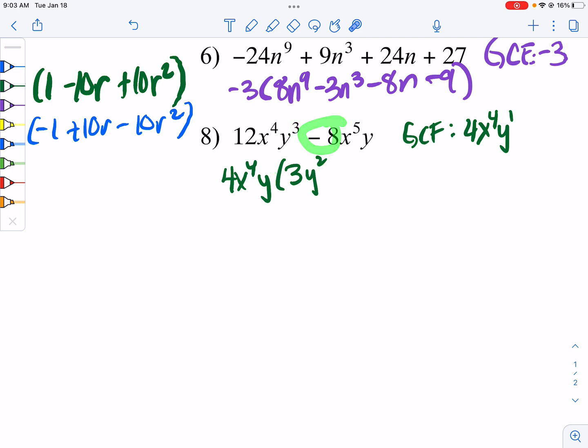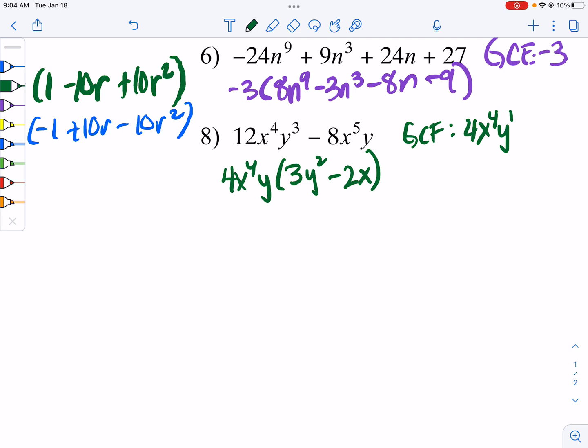Now I'm going to do -8 divided by 4, which is -2. X to the 5th divided by x to the 4th is x to the 1st, because I'm doing the 5 minus 4, which leaves me with 1. Y to the 1st divided by y to the 1st leaves me with y to the 0, which is the same thing as 1. If I times 1 by this, it leaves it the same, so I'm just going to end up with this. Okay? So again, it's not harder.